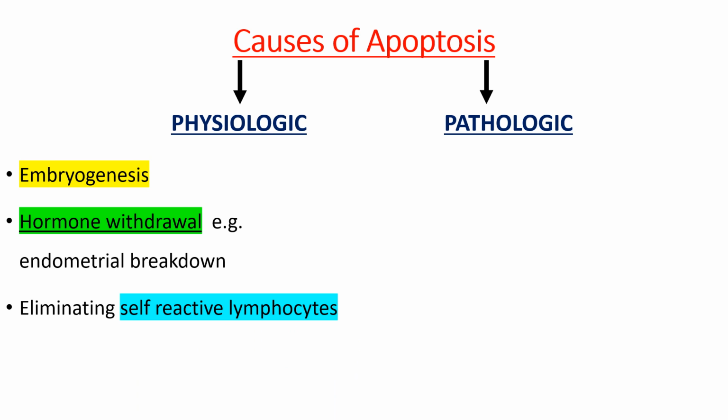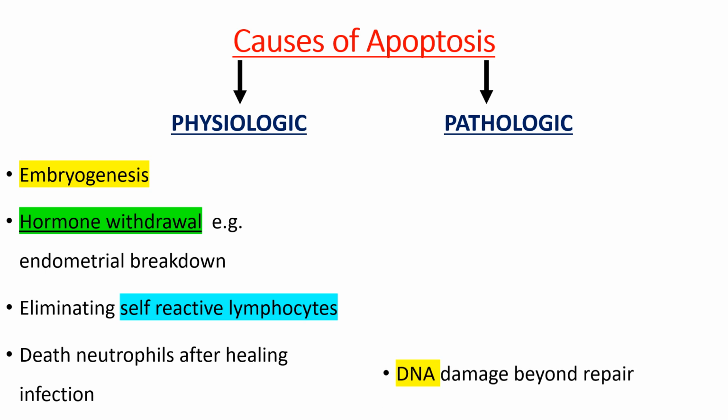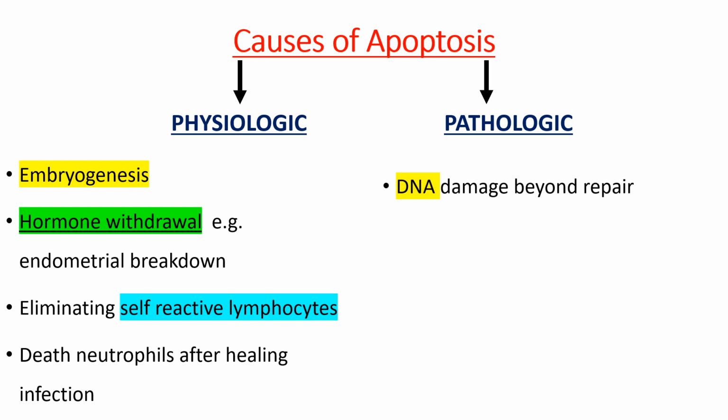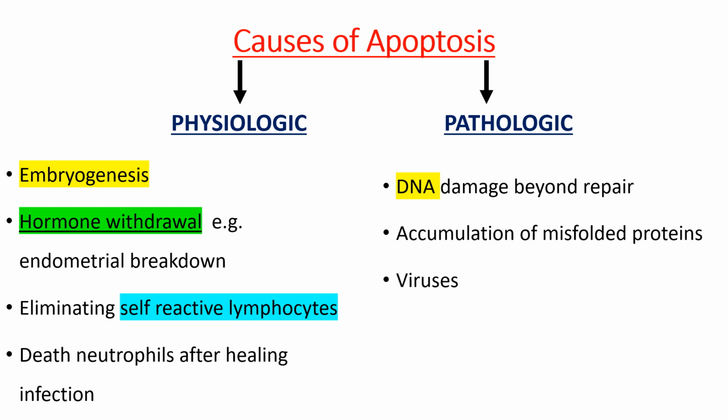Then elimination of self-reactive lymphocytes. These self-reactive lymphocytes are going to react with the self-antigens and cause autoimmune disorders. That is why they need to be eliminated by apoptosis only. And we have death of neutrophils after healing infection. In pathological causes, we have DNA damage that is beyond repair. We have accumulation of misfolded proteins and we have viruses that may cause apoptosis.